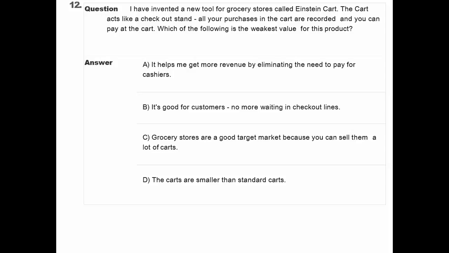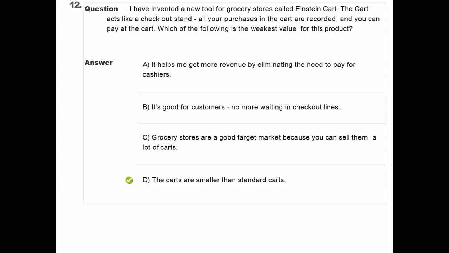What's clear cut about A is it gets me more revenue. So that's good for companies. C, sell them a lot of carts, big market. But D, are smaller carts really of value for customers? And the answer is, I don't know. It might be good. It may not be good. So what it comes down to is D is the weakest answer. Yeah, that was a tough one. There are shades of it. But you have to look at what the question's telling you and what the question's not telling you.